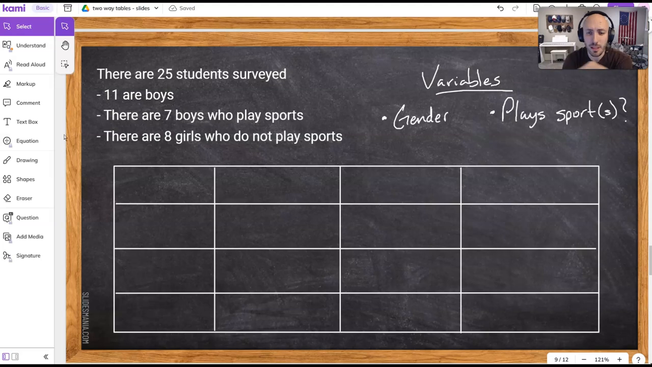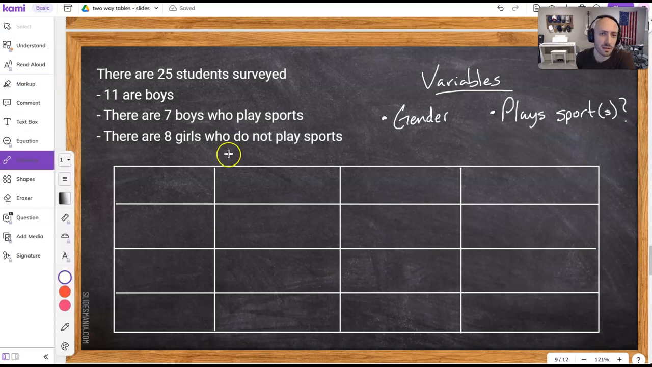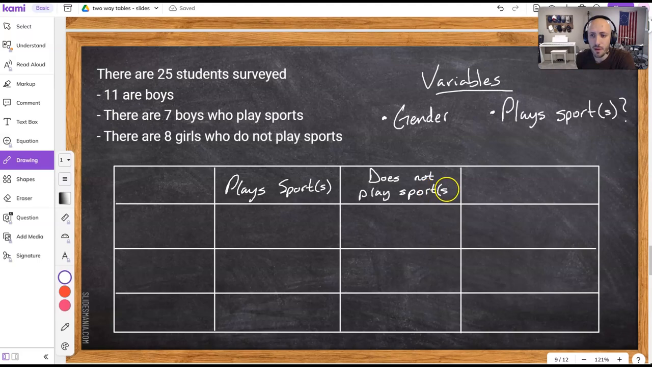So our variables, like I said, go along the top and on the left side here. It doesn't matter which one goes where. I'm going to put whether they play sports or not on the top here. So I'm going to say plays sports or does not play sports. Okay, so that's my 2 variables, and then this last one here is just the total column.